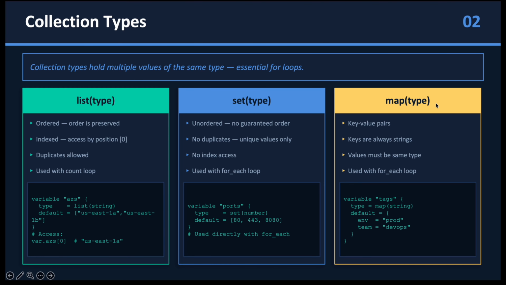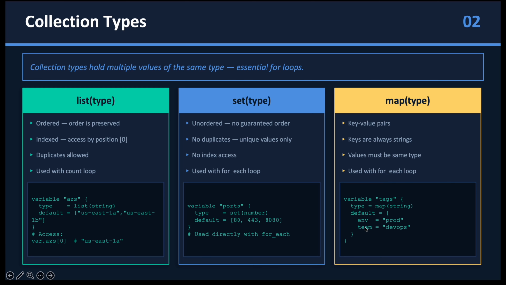Next one is map. Maps are basically key value pairs, as you already know. Keys are always string, values must be the same type, used with for each loop. I have given the example variable, and we are using tags here. Type is map string and default.